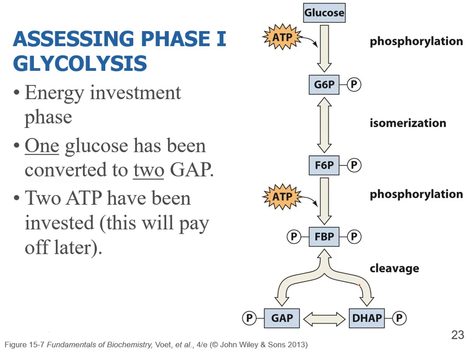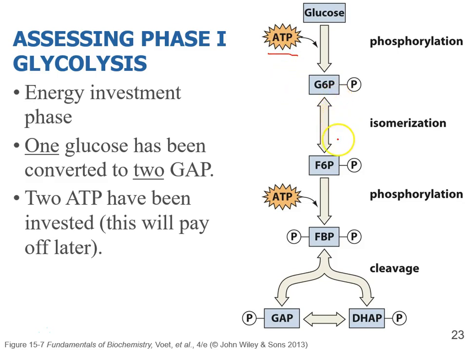So here we are at the end of phase 1. We took glucose and phosphorylated it to glucose 6-phosphate. That shows the phosphate right here. I'm not completely crazy about this diagram, but it's one of the better ones I have. It shows an ATP investment.